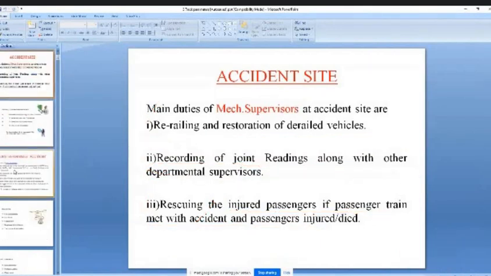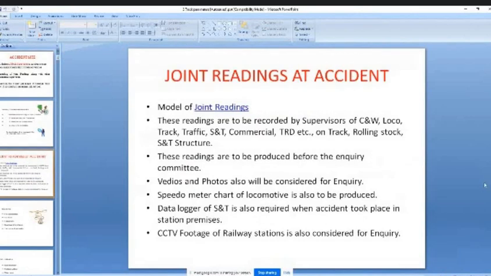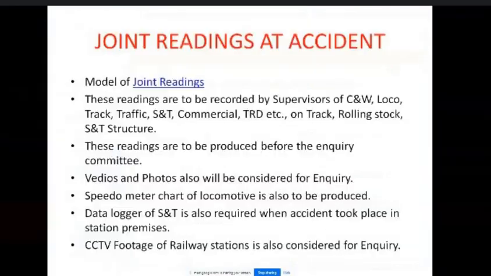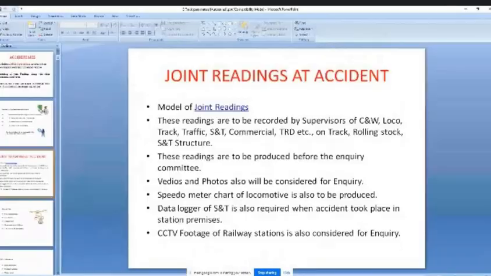First, you have to understand what joint readings means. Who are all the persons involved in the joint readings? Already I told you, once again I will repeat. Joint reading means the committee of supervisors. That is the CNW supervisor, loco inspector, track supervisor, that is SSC or JE permanent way, then the traffic inspector or nominated station master, or whoever is there.